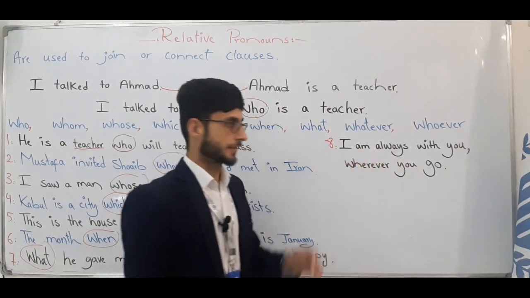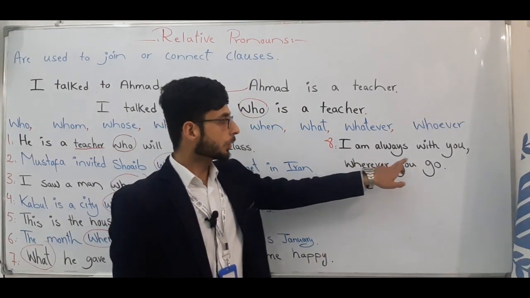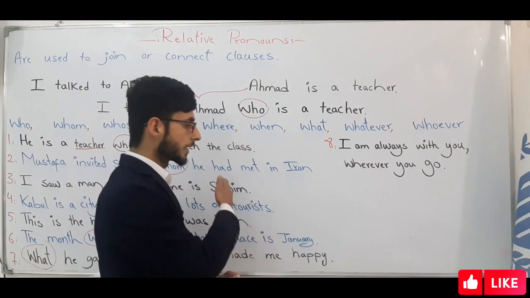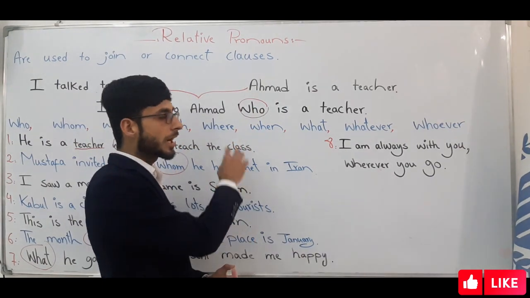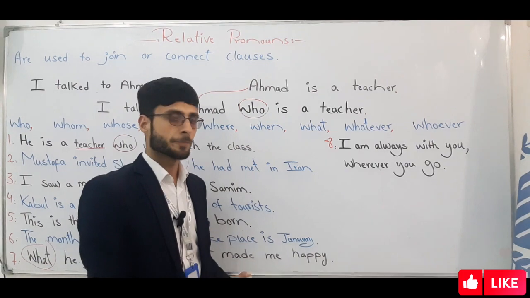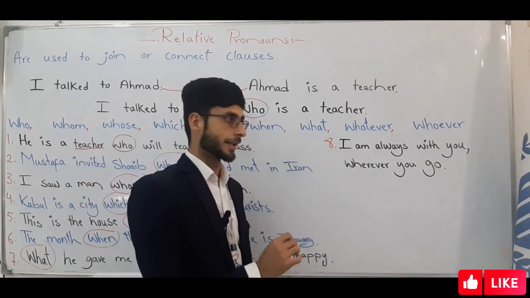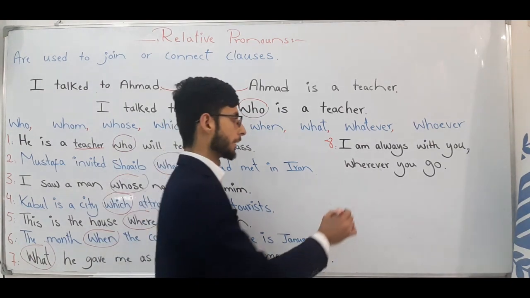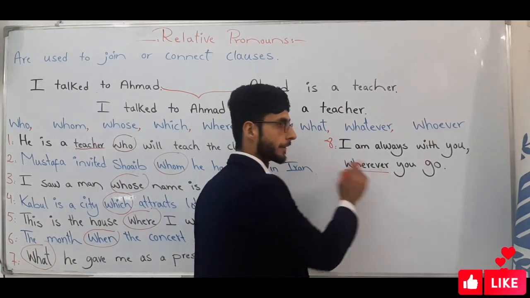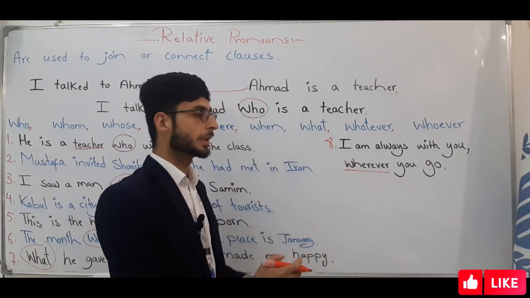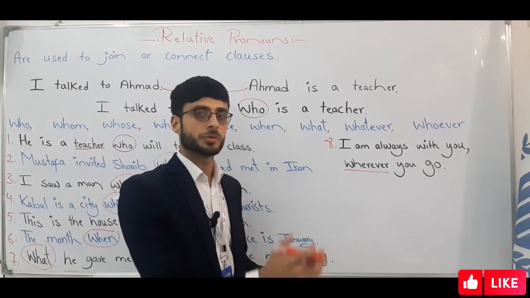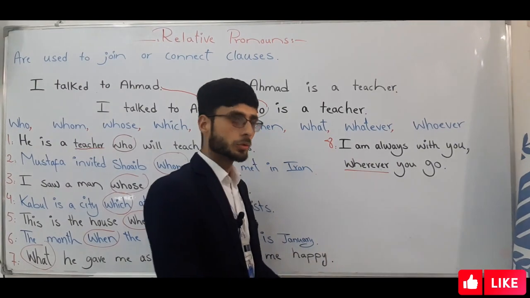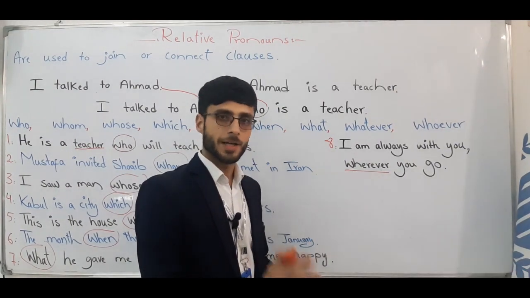Like each sentence, I'm always with you wherever you go. These sentences, all of them were about simple relative pronouns, but this sentence is compound relative pronouns. Why? Because we have used wherever. Wherever استفاده کردیم, it is one of the compound relative pronouns. I am always with you. من همیشه با تو هستم. Wherever you go. هر جا که بری.